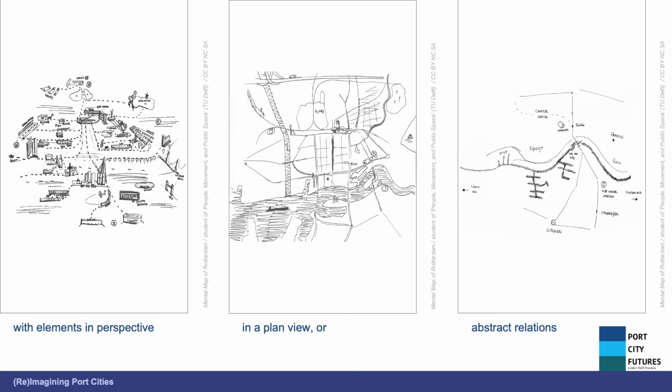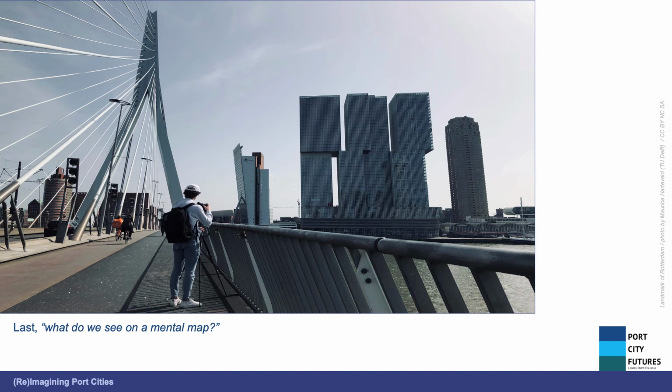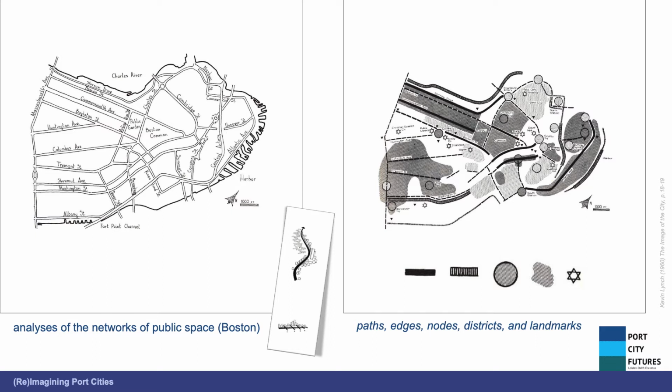Experience teaches us that many mental maps are hybrid, merging multiple ways of representation. Last, what do we see on a mental map? Despite different types of map making, we do see similar elements appearing in mental maps: paths, edges, districts, nodes, and landmarks, as Lynch called them.